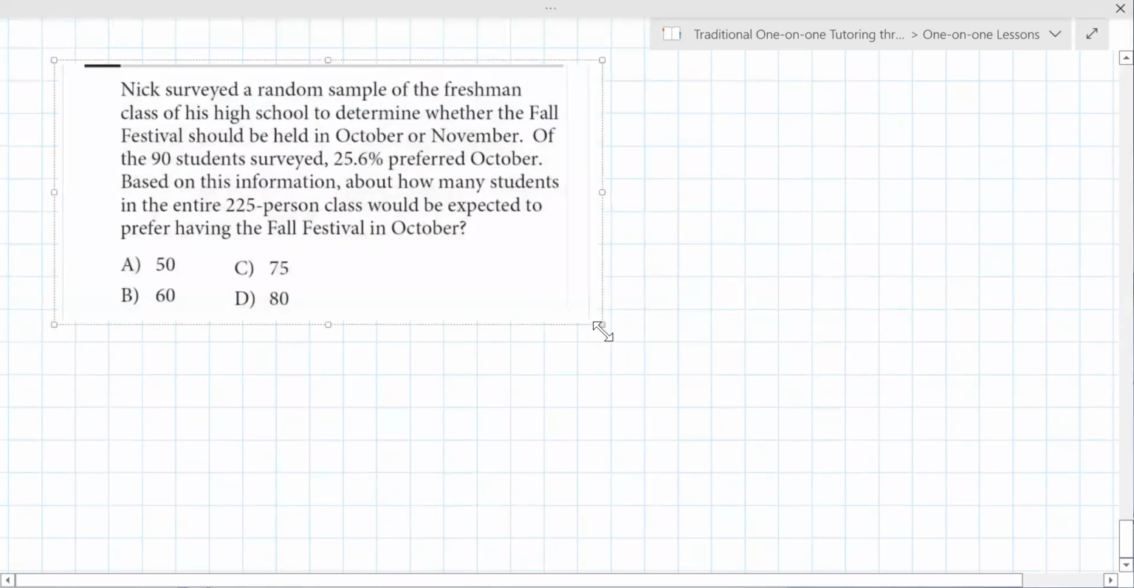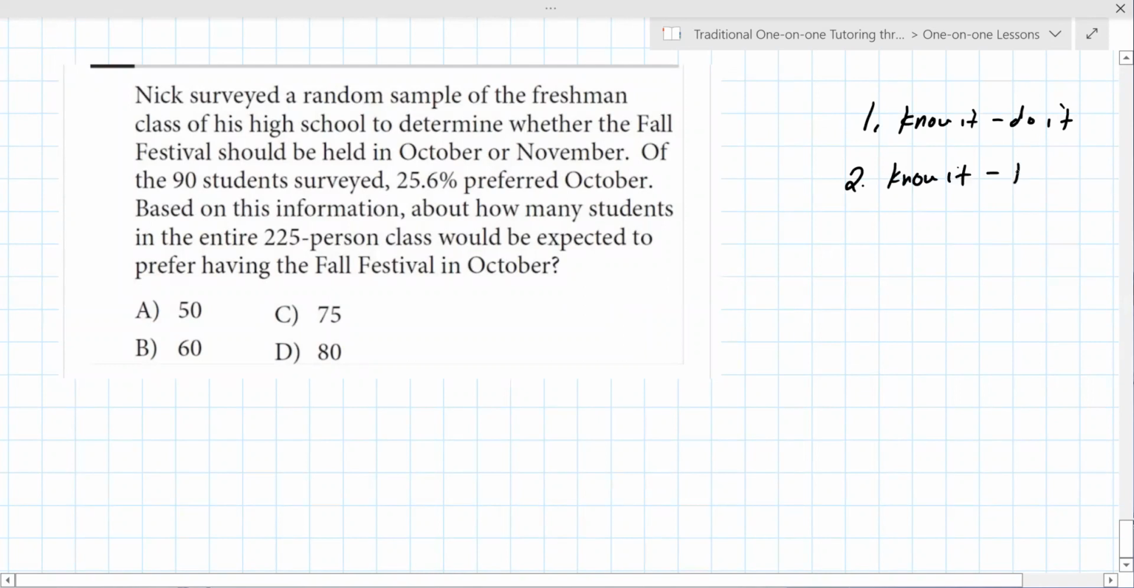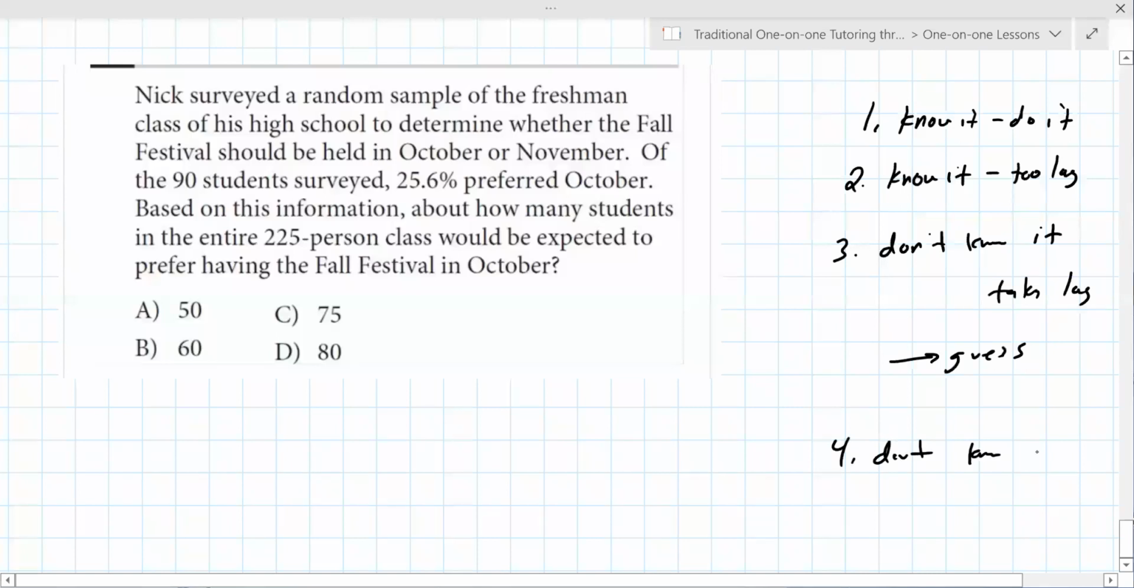I was going to say that we talked a little bit about this last time, about how you have to know when you're done with a problem. And I feel like as a student, I would do the following. I would say, I know it and I'm going to do it. That's like the best case. I know it, but it takes too long. Maybe come back. Don't know it and it takes a long time. That one you're for sure going to guess. And then don't know it, but maybe I can figure it out later.